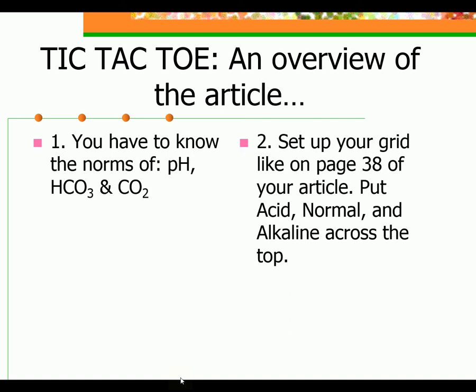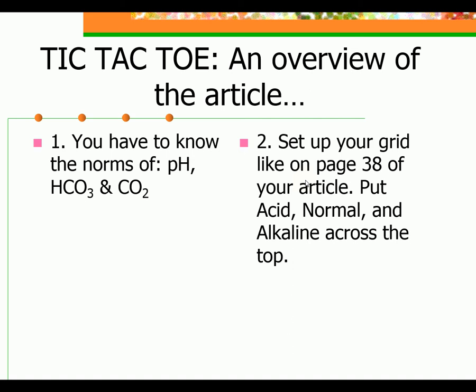7.35 to 7.45. CO2 is 35 to 45, and that's your acid component. Your bicarb, HCO3, 22 to 26. So you've got to know your norms. Then set up your grid like on page 38 of your article. Okay, so look at the grid on page 38 of your article. That's how you're going to set up these.